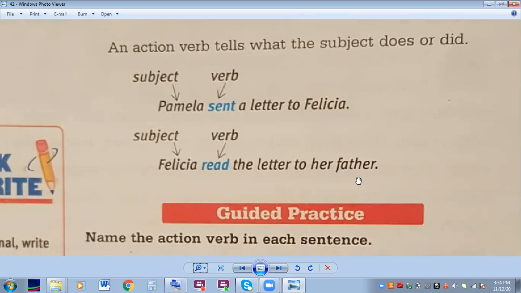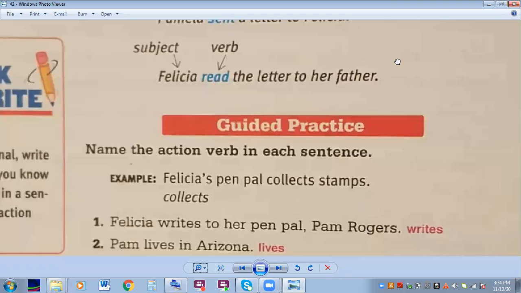Felicia read the letter to her father. The subject of the sentence is Felicia. That's who our sentence is about. What did Felicia do? She read. Okay? The verb is read. That's our action word. Let's look at a few more practice sentences together.